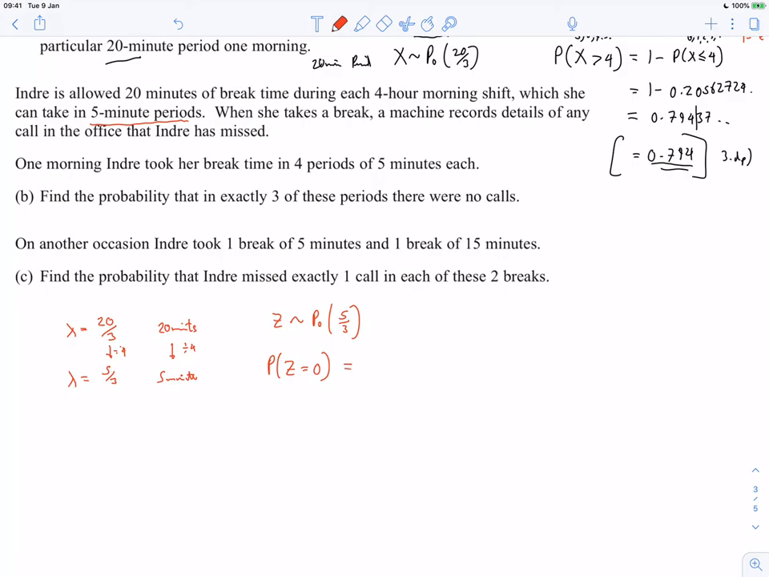So, I go to my calculator, menu, statistics, distribution, go to the right, Poisson, PD function this time because I want a value at a specific point. I want my x to be 0 and my lambda value to be 5/3. And I get a probability of 0.188756, but I'll just take that as 0.19. Now, I have the probability that in one 5-minute interval, there are no calls. I want to find the probability that in 3 of the 4 periods there were no calls. So now consider Y, which is a binomial distribution with 4 periods, and the probability of success is now 0.19. And I want to work out the probability that Y is 3.